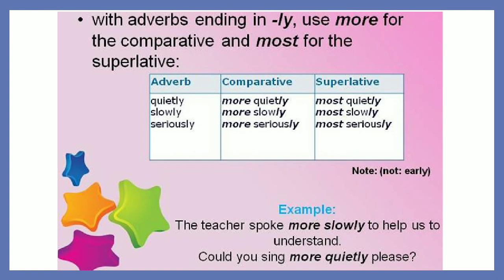Adverbs ending in ly. For those adverbs which end in ly, we use more to make the comparative degree and most to make the superlative degree. For example, quietly, more quietly, most quietly. Slowly, more slowly, most slowly. Seriously, more seriously, most seriously. The teacher spoke more slowly to help us to understand. Here, more slowly is the comparative degree of the adverb.